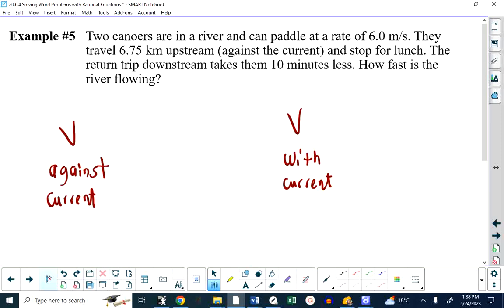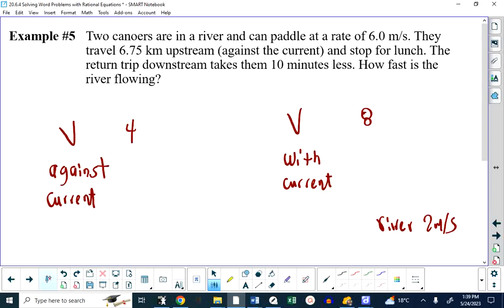So we can paddle at 6 meters per second. Let's just, don't write this down because it's not in the question. If the river was flowing at 2 meters per second, then this would be 4 and this would be 8. Just run that through your head. If I was paddling at 6 meters per second in a river that's flowing at 2 meters per second and I was paddling with the water, then relative to the shore I'd be moving at 8.